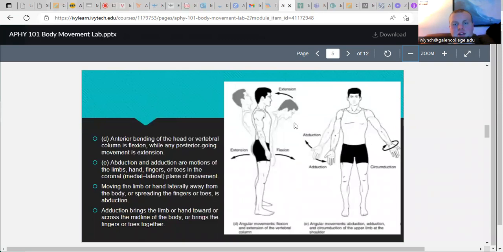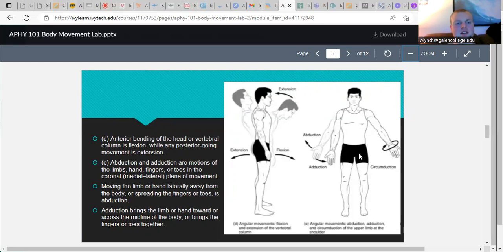Our next is going to be abduction, adduction, and circumduction. Abduction is away from the midline of the body. Adduction is going to be towards the midline of the body. Circumduction is simply circumferential duction, or moving in a circular pattern, right? A spherical movement. We can do circumduction with the arm, rotating the arm around this fixed plane. We can do abduction and adduction with the arm, moving the hand away from the body, bringing the arm and hand towards the body, right?